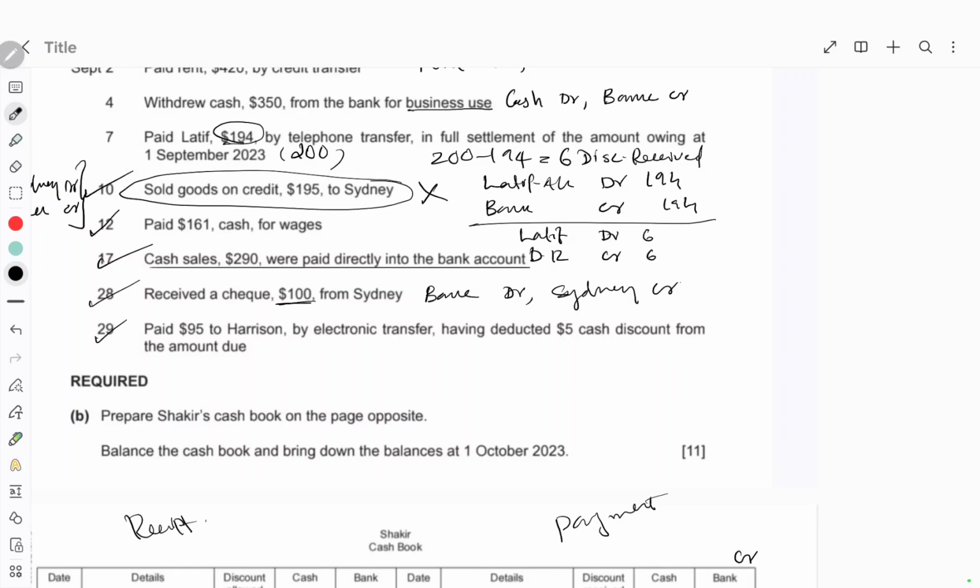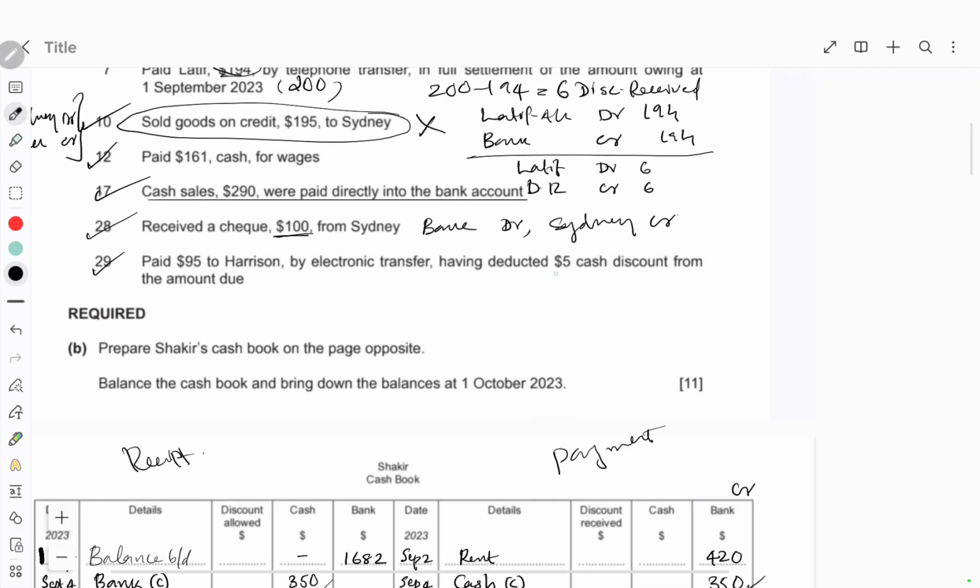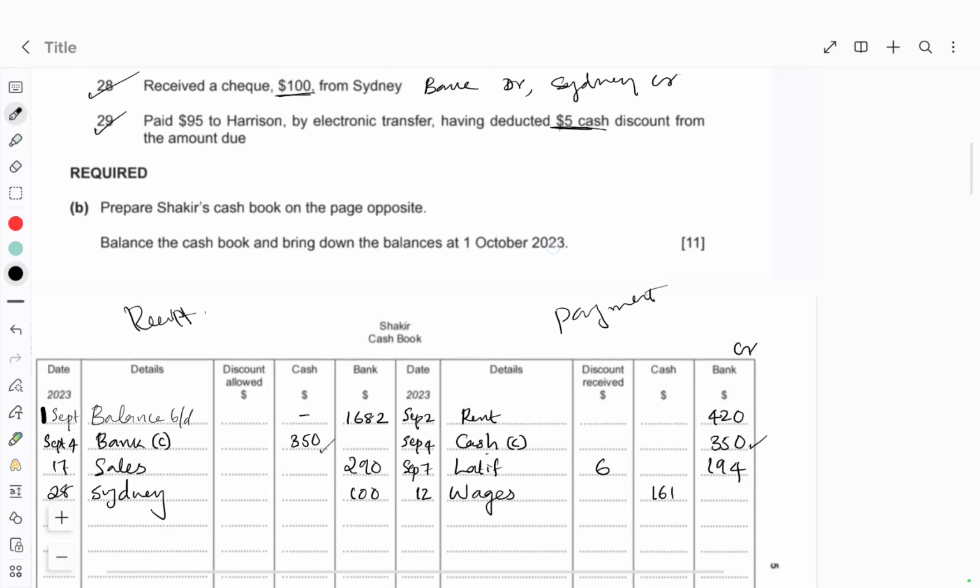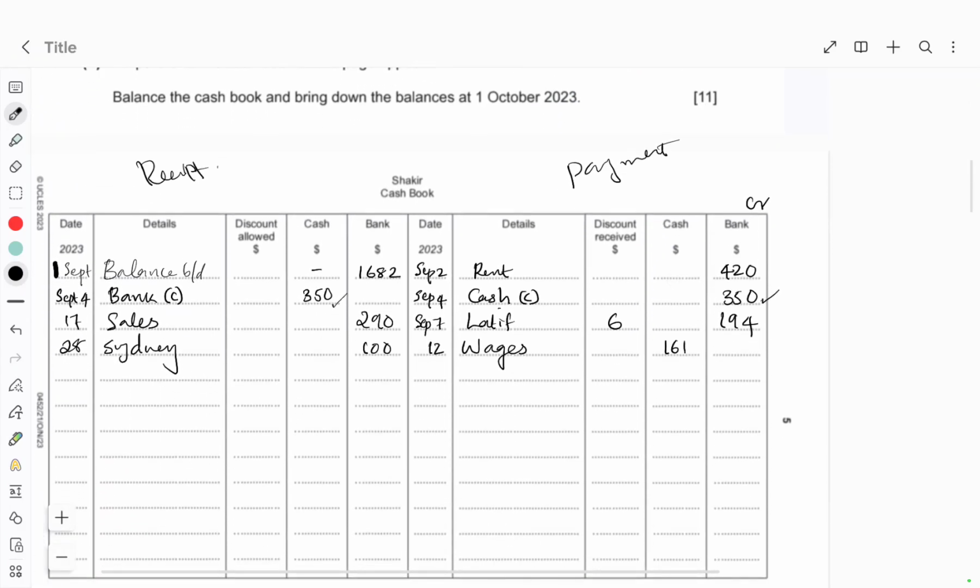On 29th last, paid 95 to Harrison by electronic transfer, having deducted 5 cash discount from the amount due. So 95 we paid. Everything is directly given. We don't need to find any discounts here. So we paid to Harrison, and having deducted 5 cash discount, we paid to whom? To our trade payables, isn't it? So if it is trade payable, we are receiving the discounts.